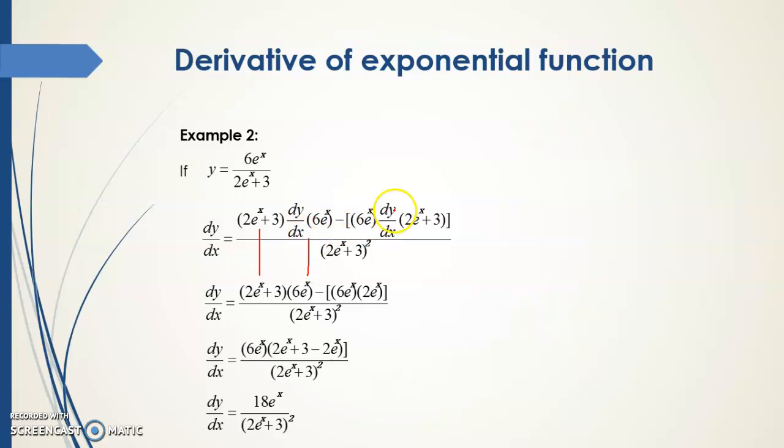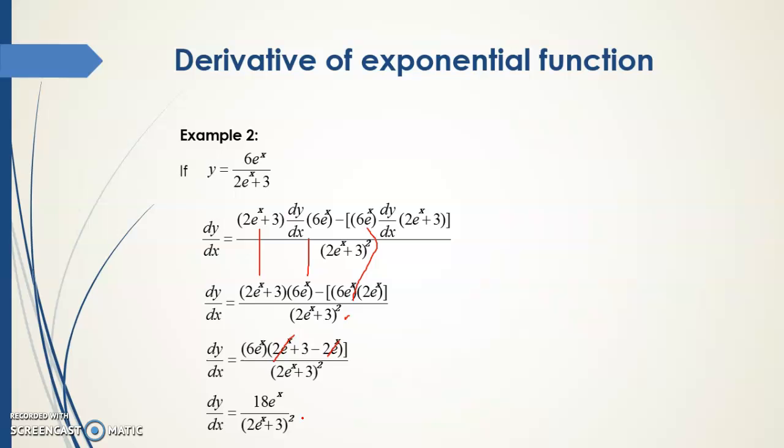So this is 6e^x as it is, then the derivative of 2e^x plus 3 is 2e^x plus 0, because we know it is a constant, and this is (2e^x plus 3) raised to power 2, so this is the same. Now you can take 6e^x as common, so it will be 2e^x plus 3 minus 2e^x. So 2e^x and 2e^x will cancel, so this will be 18e^x divided by (2e^x plus 3) whole square. So I hope this is clear.